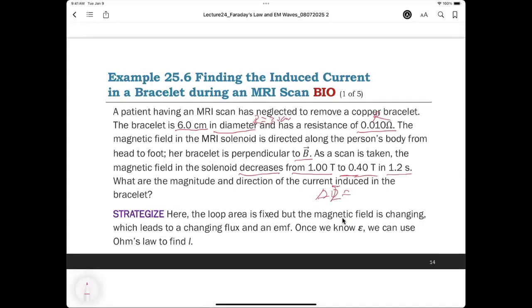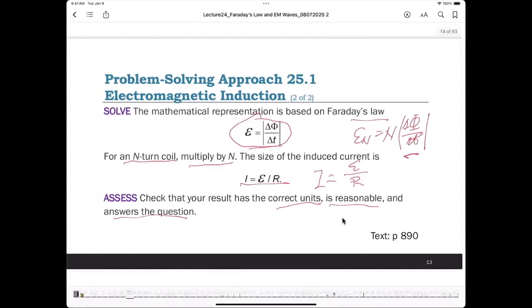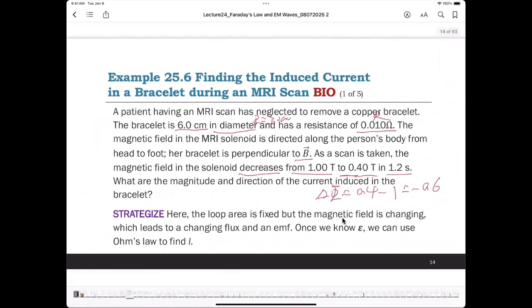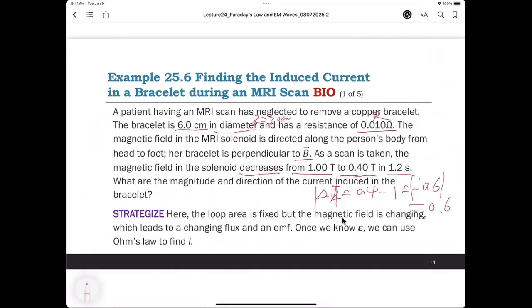Which means the delta B equals what? The magnetic field change equals 0.4 plus 1, which is negative 0.6, but you can see here you need to use the absolute value. So it should be 0.6 Tesla, and delta t equals 1.2 seconds. That makes sense to you. What are the magnitude and direction of the current induced in the bracelet?